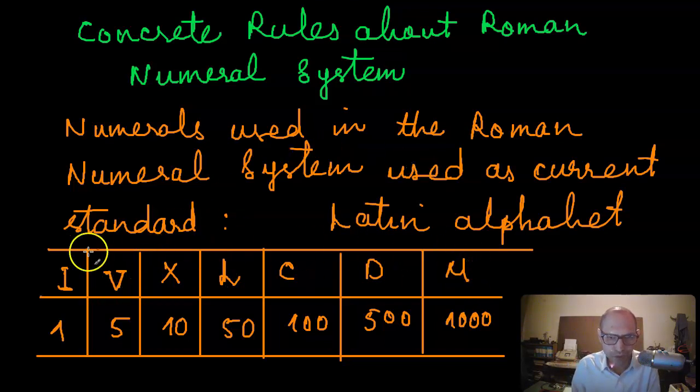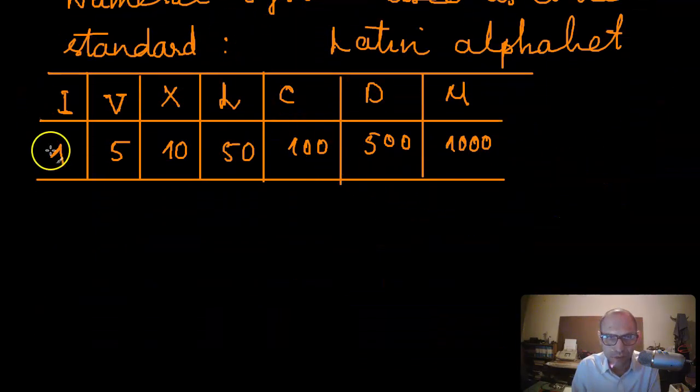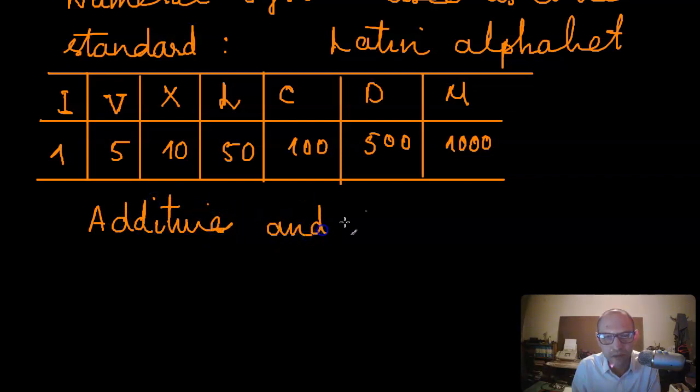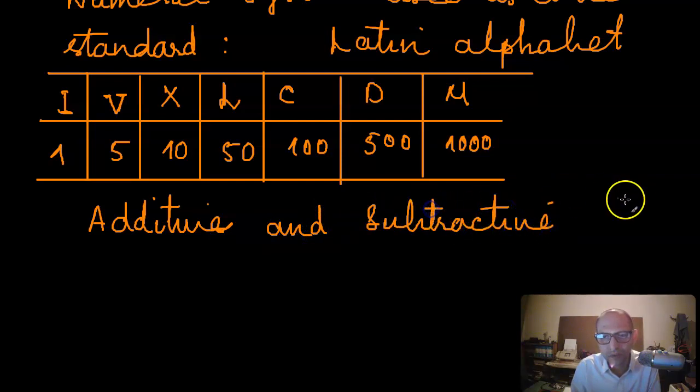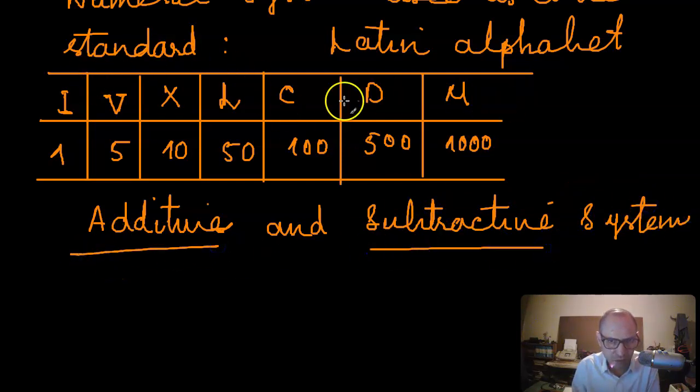Now you can of course put these together in order to make numbers in Roman numerals, and of course the Roman numeral system is an additive and subtractive system, meaning you add and subtract all of these different characters in order to make numbers in Roman numerals.